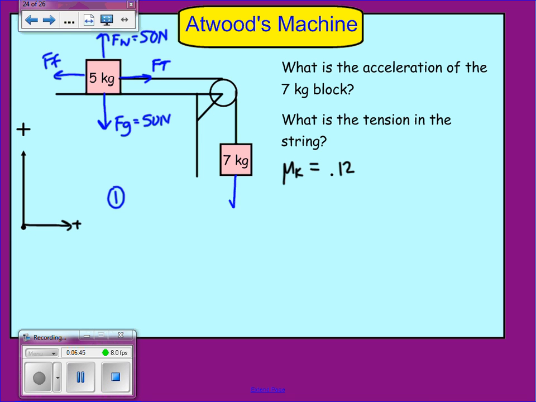For the 7 kilogram block, I've got force of gravity down. That's going to be 70 newtons. I've got tension force up, but I don't know what that is. But I do know it's equal to that tension force as well.